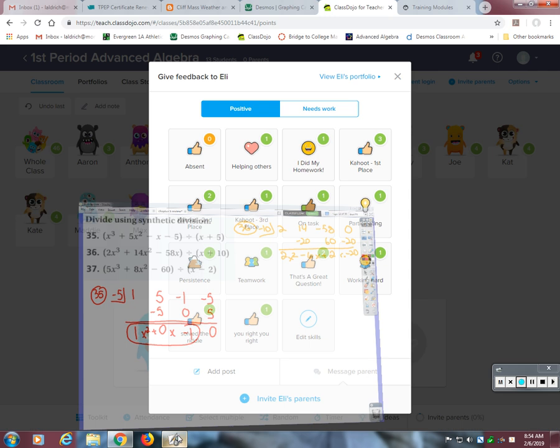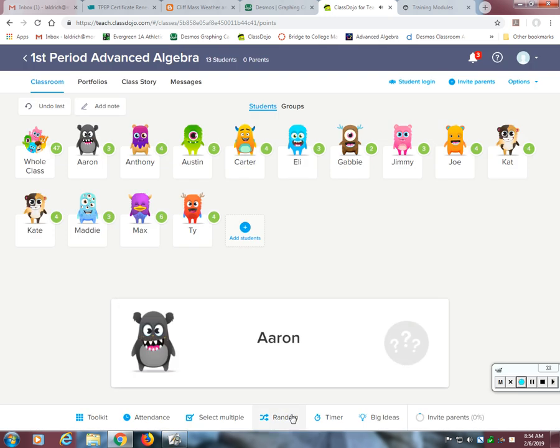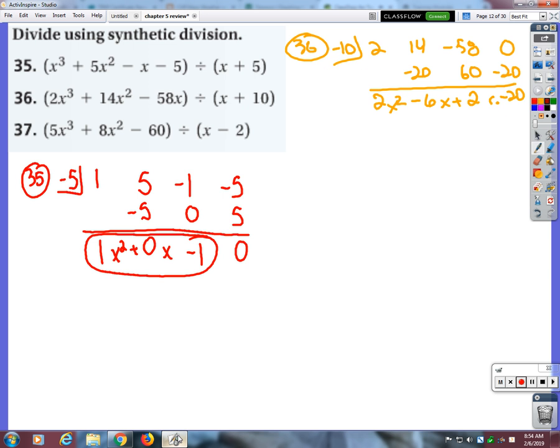All right, and run one more of these. Kate, what goes in the box for number 37? And then be careful. What are my numbers? 5, 8, nice. Yeah, good. So don't forget, you got to go in order, okay? So 5x cubed, 8x squared, no x's, and then minus 60.